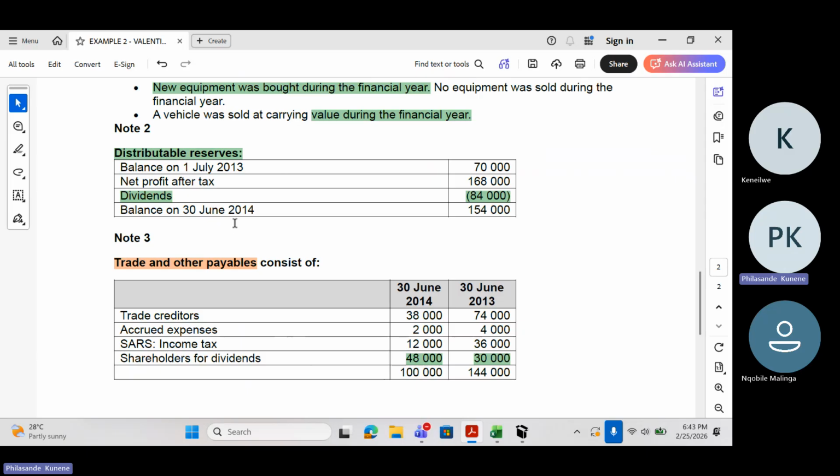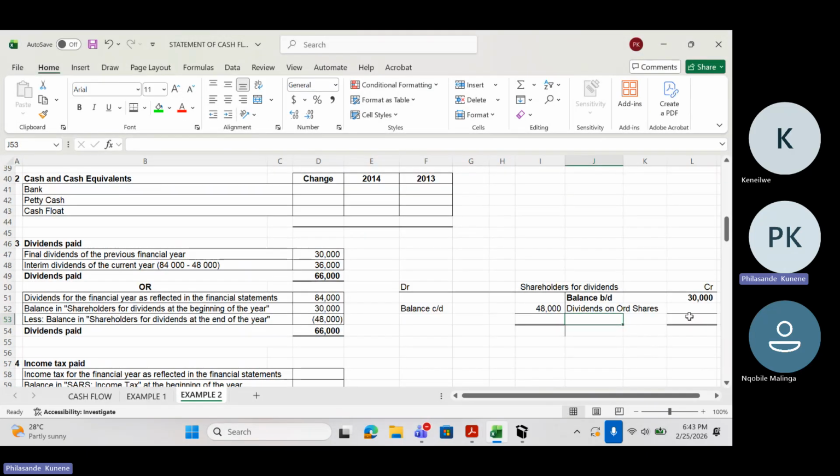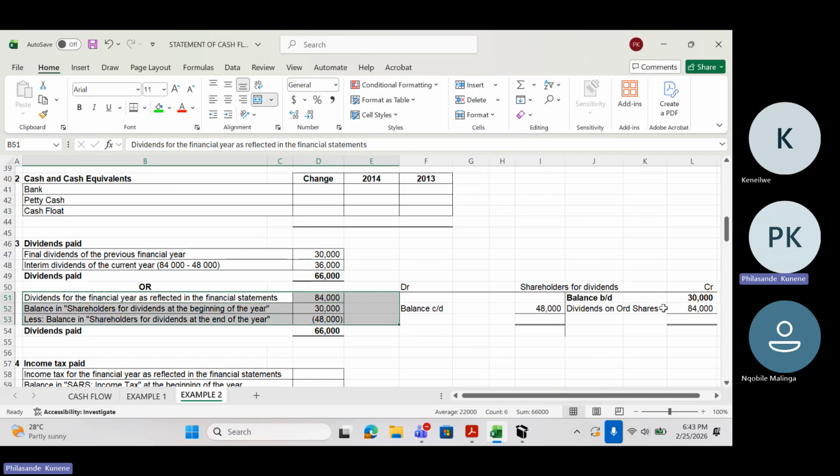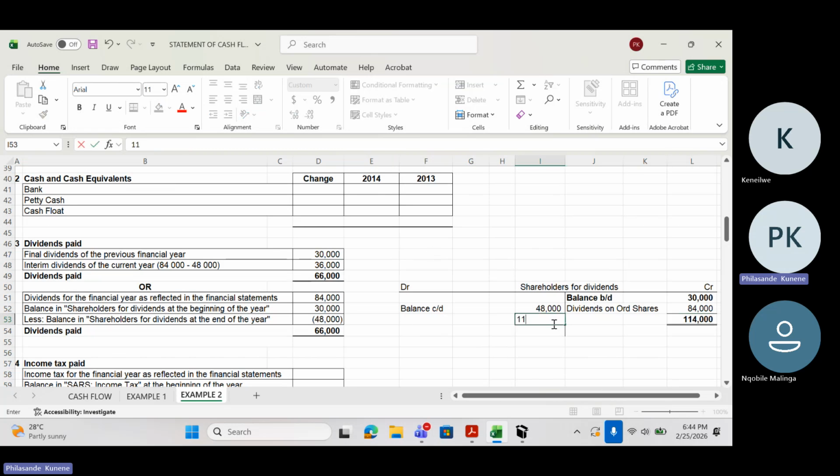That is what we're going to see on our retained income notes, which is 84,000 rands. I'm going to record my 84,000 rands here. You can see it's still the same information that is sitting in this note. Then if you look here, we have 114,000 as a total. So I'm going to have 114,000 here as well, which is a total. And then the difference between the two, I'm going to get what?